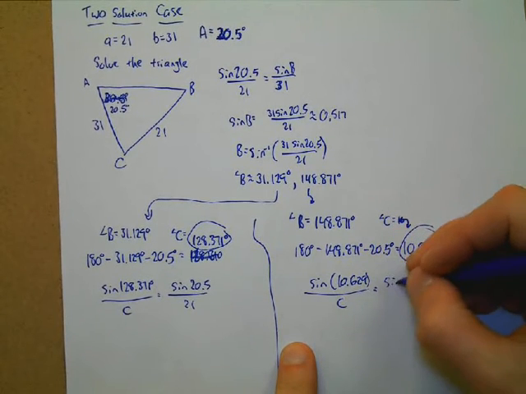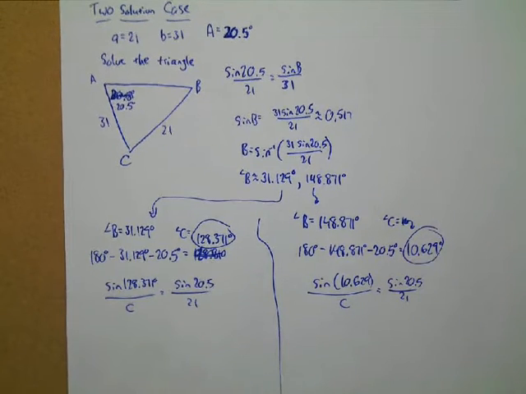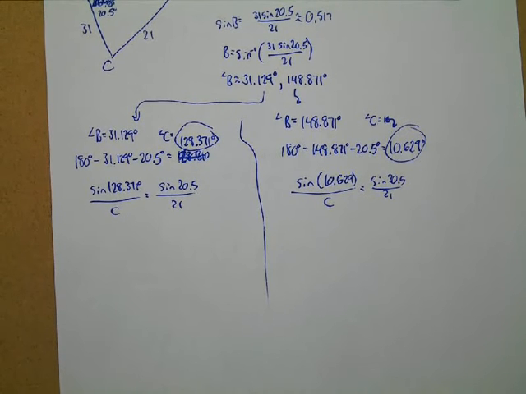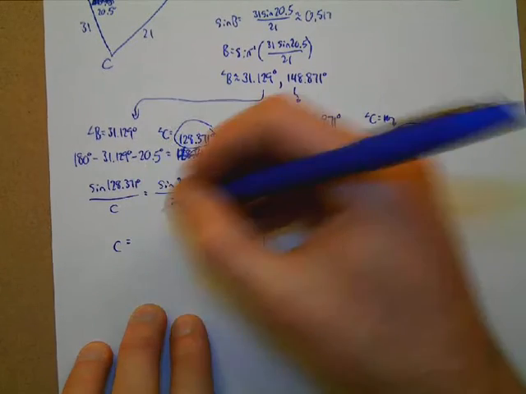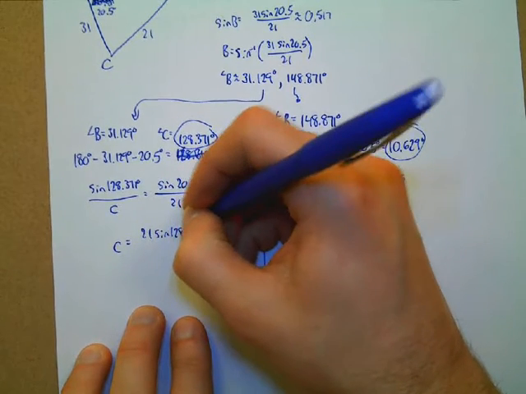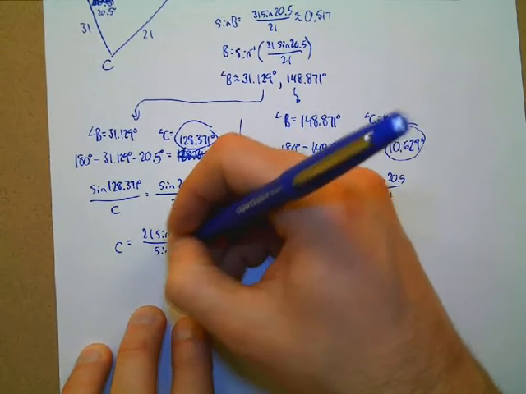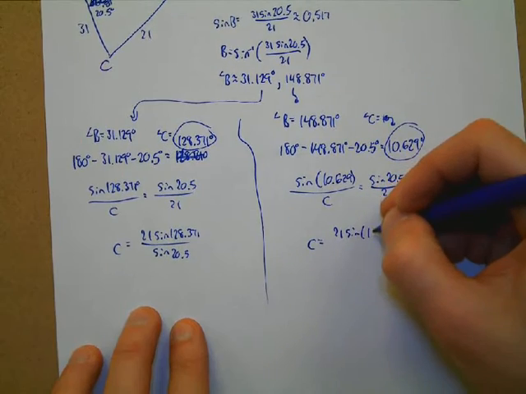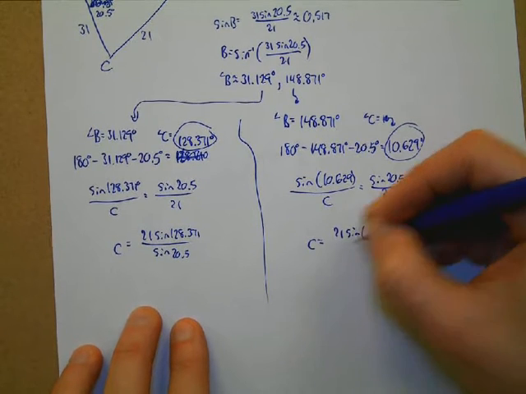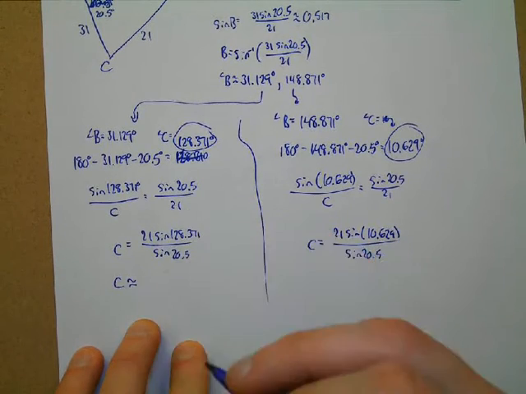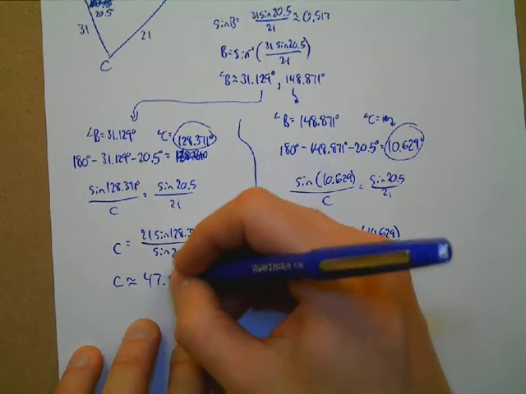And again, we cross multiply and solve. In this case, c will be 21 sine of 128.371 over sine of 20.5. And this one here will be c equals 21 sine of 10.629 over sine of 20.5. And that results in c being approximately 47.013 here, and side c is approximately 11.060 here.